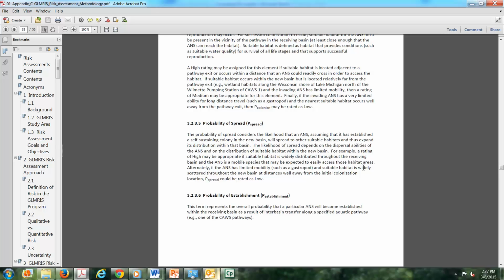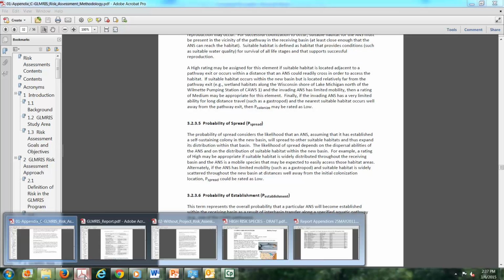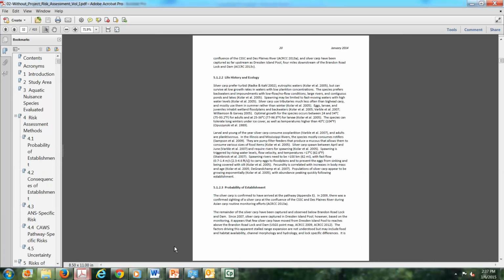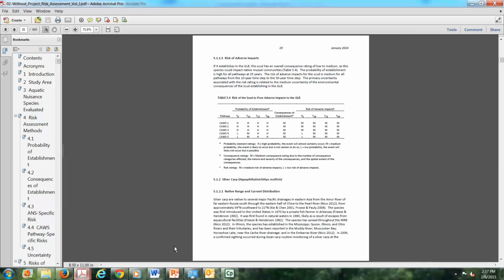And the point that I would like to make right now is that every risk assessment has some version of these 4 steps, and that's important to understand. The 4th step is the risk characterization. For that, we're going to go on over to the risk assessment itself, and we're going to take a look at the risk characterization for silver carp.